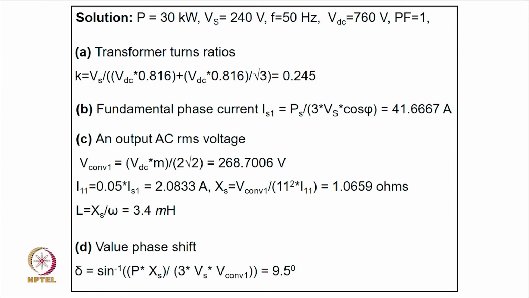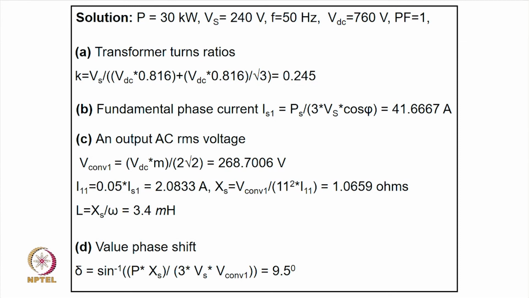For unity power factor, we get 41.6667, and the AC output RMS voltage from the converter voltage relation, typically for 3-phase, comes to 268.70 volt. We can now find the 11th harmonic, which is 5% of the fundamental. That comes to 2.88, because we know the fundamental current we calculated. From this we can do the reactance calculation, which comes to 1.0669, and from this we can calculate the inductance.